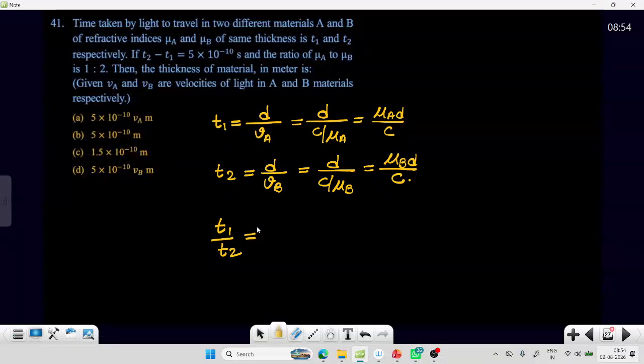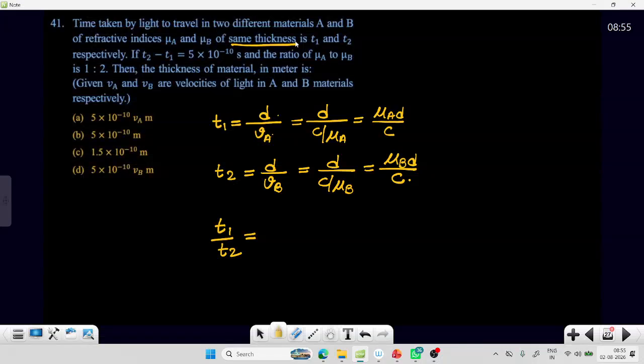Sir, can you explain? What is T now? T1 is the time taken to travel in medium 1. Time is what, distance by velocity in medium A. So the velocity in a medium we can write as C by refractive index. Yes, sir. So we got T1 is equal to mu A D by C. Similarly, we'll get the T2 value, mu B, distance is the same thickness, same distance, D by C.